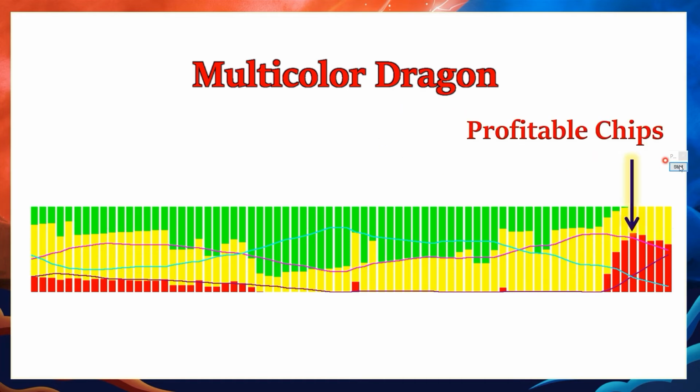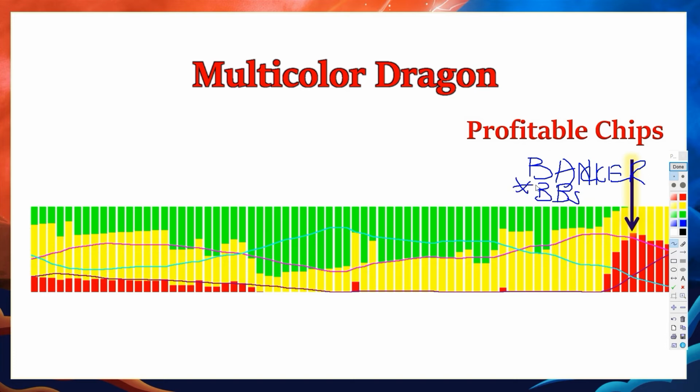Here, the red color represents the profitable chips. So in layman's terms, this is the group of bankers. Sometimes we may call them the big boys. Now, they are companies and organizations with lots and lots and lots of money. They can push the market.